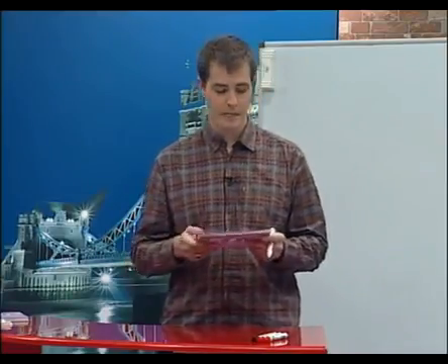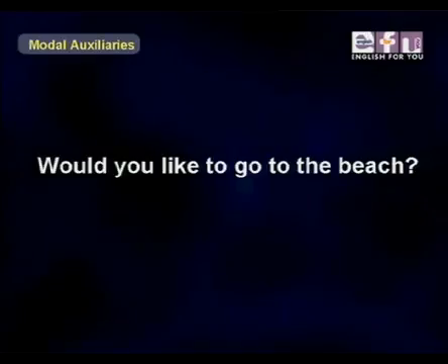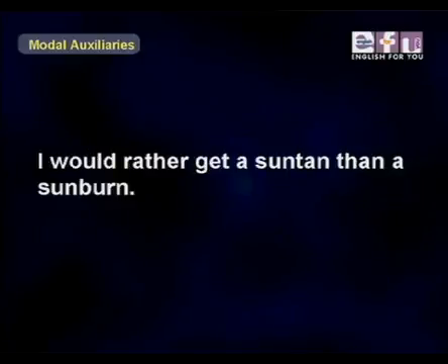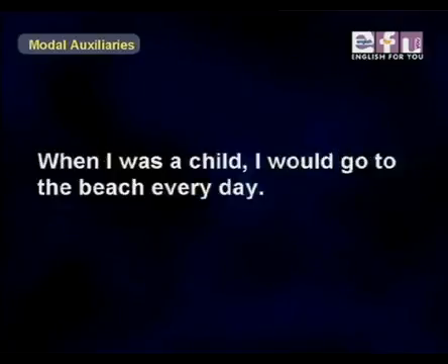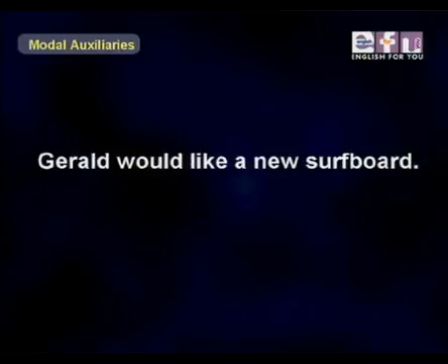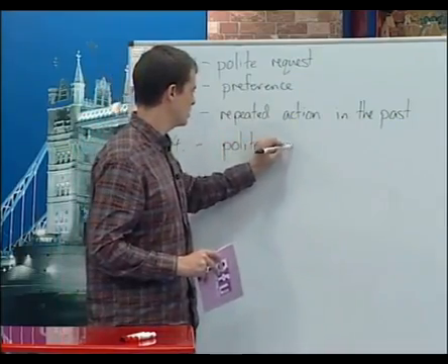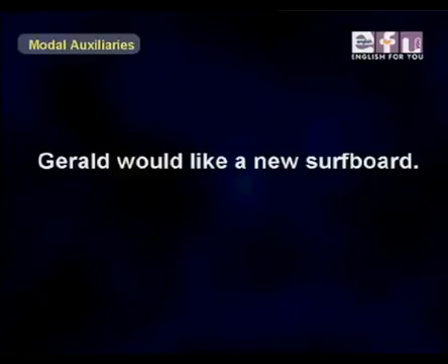Now, let's have a look at how we use them. In the first sentence, it's used for making a polite request. Would you like to go to the beach? In the second sentence, it's used as a preference. I would rather get a suntan than a sunburn. In the third sentence, it's used for a repeated action in the past, something you used to do all the time. When I was a child, I would go to the beach every day. And in the fourth sentence, it's a polite way to say want. Gerald would like a new surfboard.